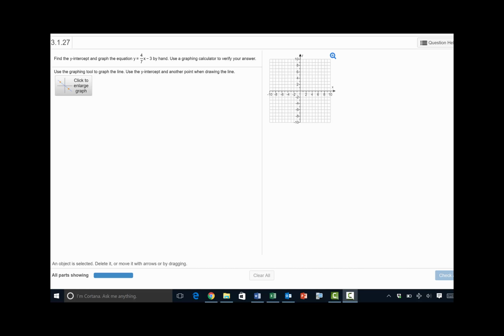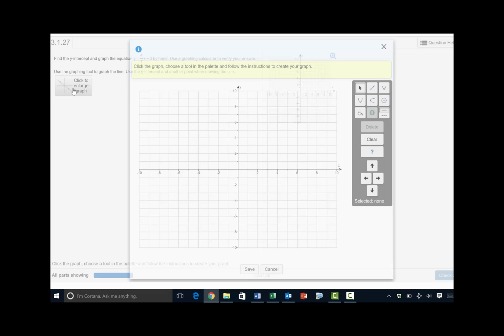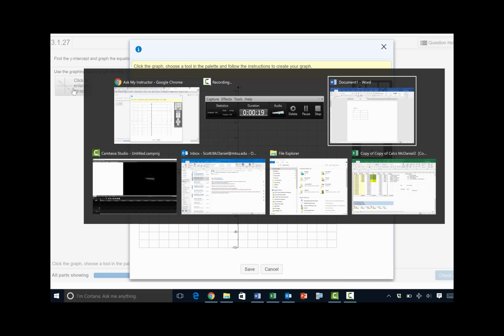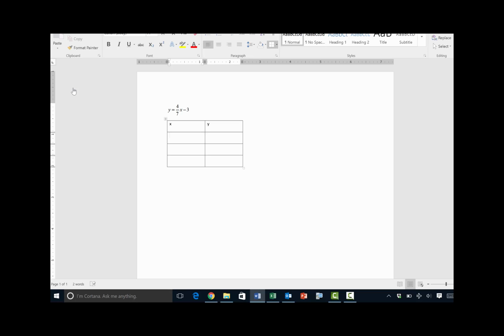Find the y-intercept and graph the equation y equals 4/7 x minus 3 by hand, and then we'll use the graphing calculator to verify. I like working with a bigger graph, so I'm going to click here to enlarge the graph. Okay, so I need 2 points to graph this. Let me flip over here, I already have the equation typed out. Y equals 4/7 x minus 3.